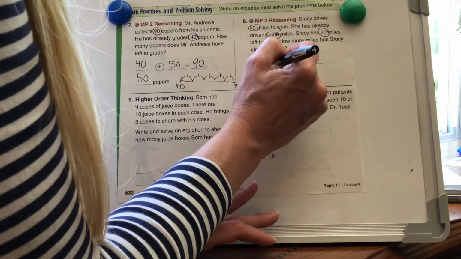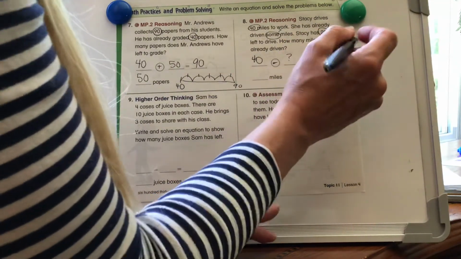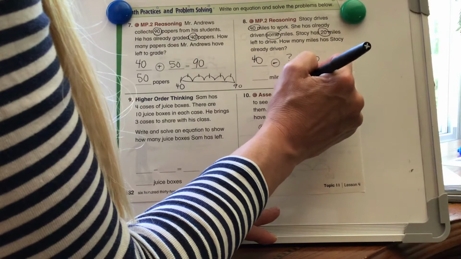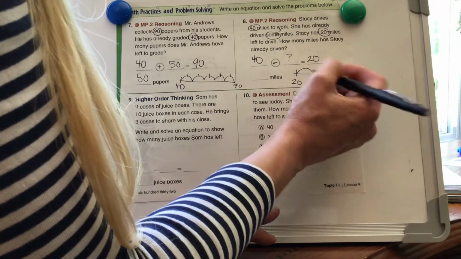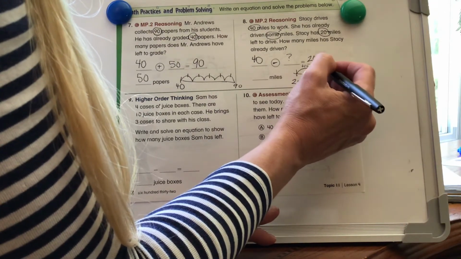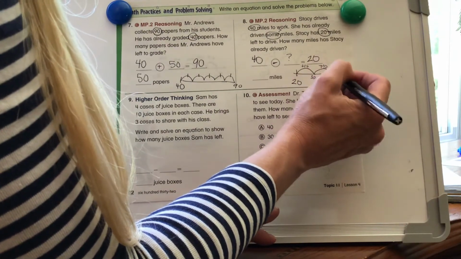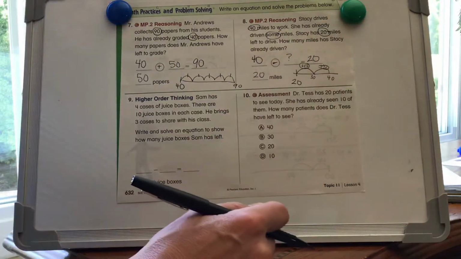So we need to figure this out. 40 minus something equals 20. So I can actually start at 20, and I can add up to 40. 20 plus 10 is 30, and 30 plus 10 is 40. So 10 plus 10 is 20. She has got 20 more miles left to drive.